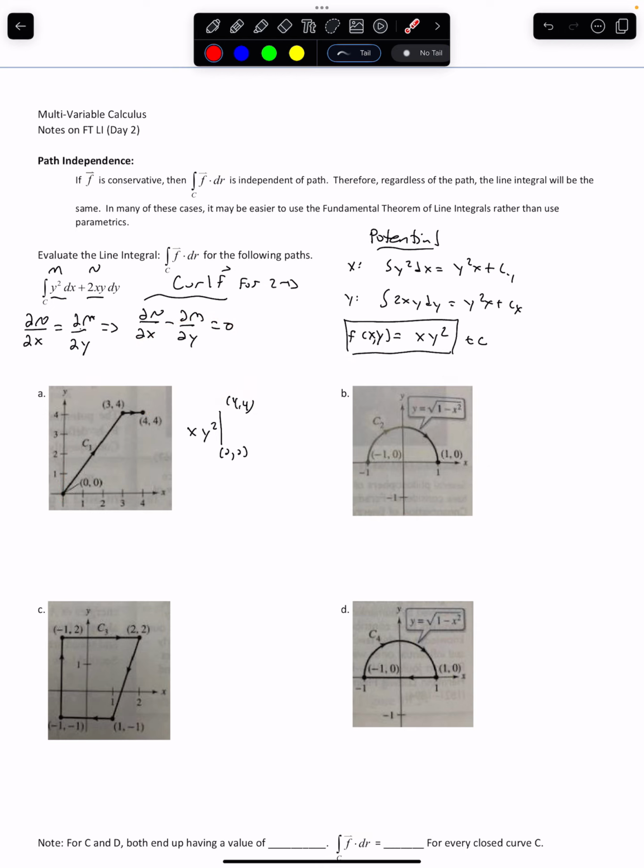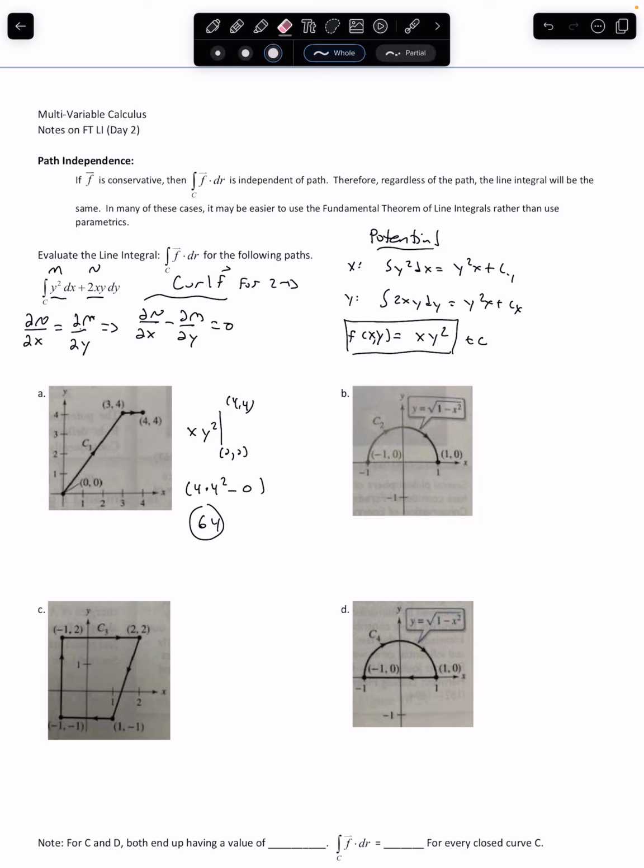All right, so evaluating this, plugging in (4, 4), that becomes 4 times 4 squared minus 0, because 0 times 0. And that's just 64. Much easier to do than using parametrics. To do a parametric, we'd have to take a look at all those different paths.